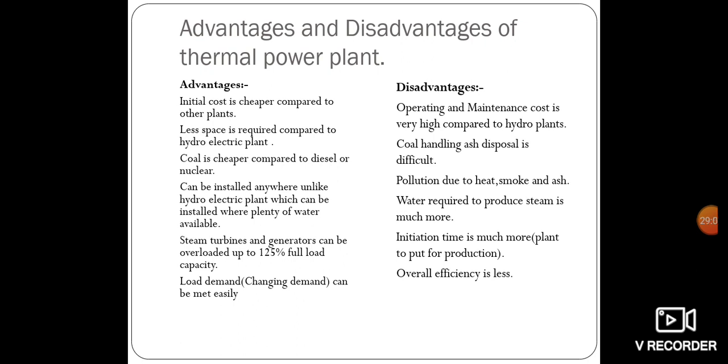whenever we have to increase the load on the generator. Overall efficiency is less compared to different types of power plants, such as hydroelectric power stations, nuclear power stations, or diesel power stations. Coal based thermal power plants are less efficient overall.